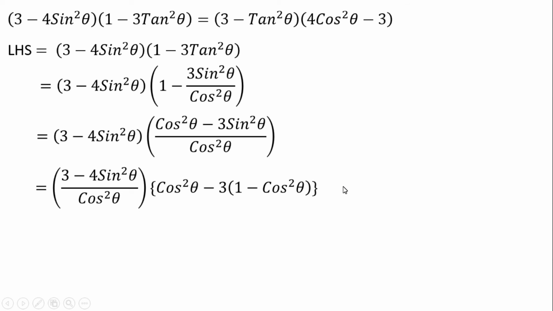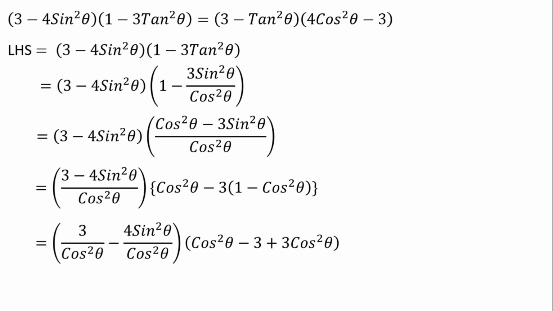Now let's solve. After transferring the denominator from one expression to another, we have to separate the denominator. So we can separate it like 3 by cos square theta minus 4 sin square theta by cos square theta. Then in the second expression, cos square theta same, 3 ones are 3, minus times minus is plus, 3 into cos square is 3 cos square. So now we have 3 by cos square. 3 is same. Now 1 by cos square means sec square. Similarly 4 same, and sin square by cos square means tan square. Then cos square theta plus 3 cos square theta is 4 cos square theta, minus 3 also same.